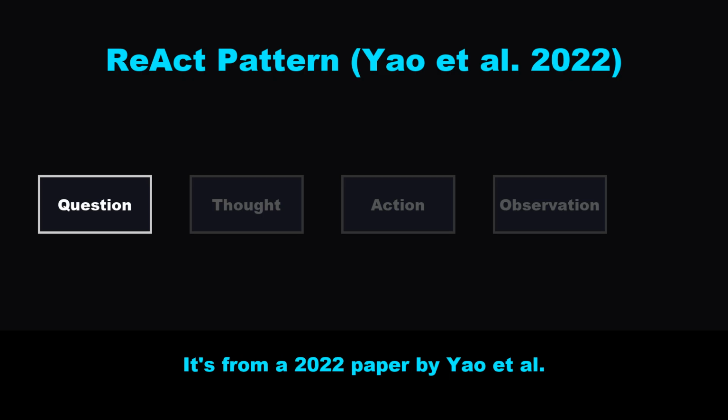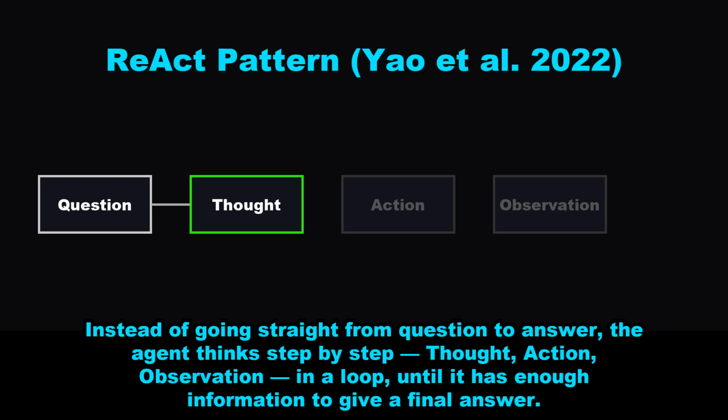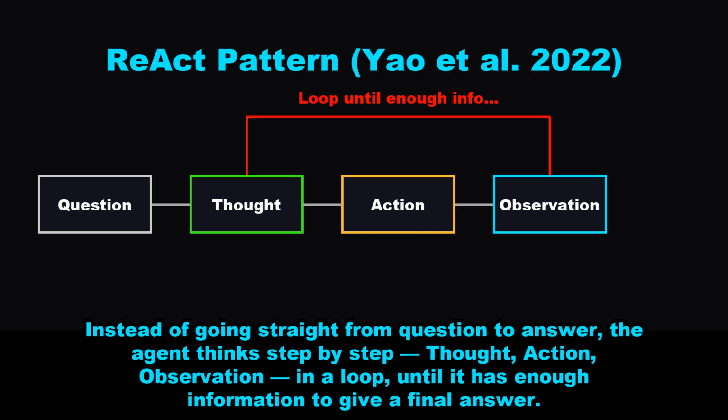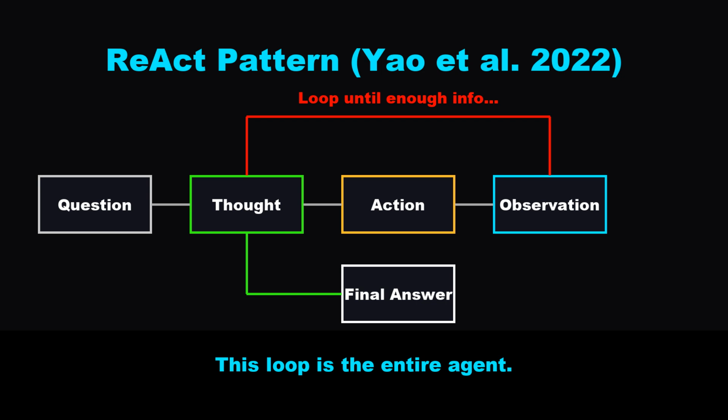ReAct stands for Reasoning plus Acting. It's from a 2022 paper by Yao et al. The idea is dead simple. Instead of going straight from question to answer, the agent thinks step by step, thought, action, observation, in a loop, until it has enough information to give a final answer. This loop is the entire agent. Everything else is implementation detail.